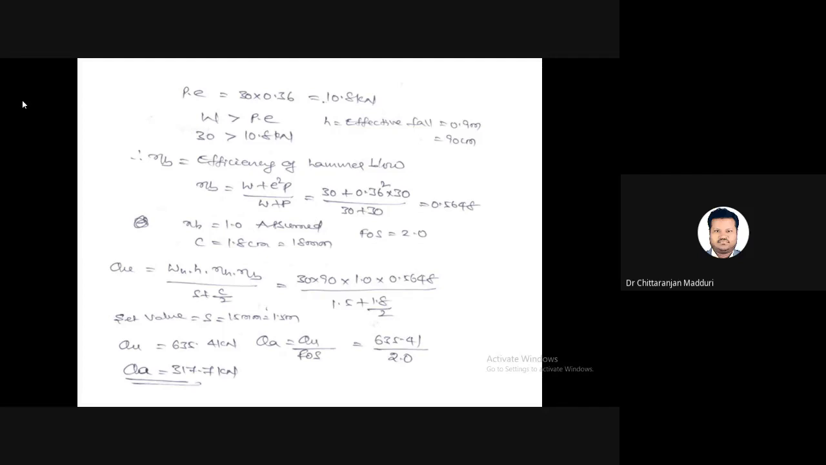So ultimate load by Hiley's formula is given by W into H, that means weight of hammer 30, height of fall 90 centimeters, hammer efficiency 1.0, efficiency of hammer blow equal to 0.5648, divided by set value 1.5 centimeters plus C constant value equal to 1.8 divided by 2. The ultimate load is equal to 635.4 kilonewtons. Allowable load equal to 317.7 kilonewtons.